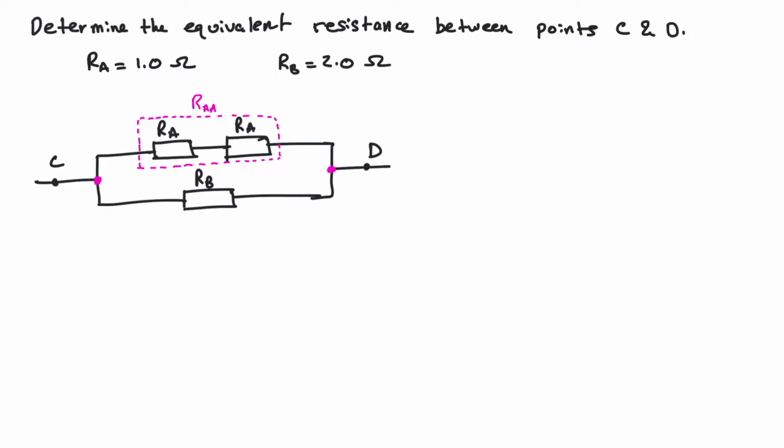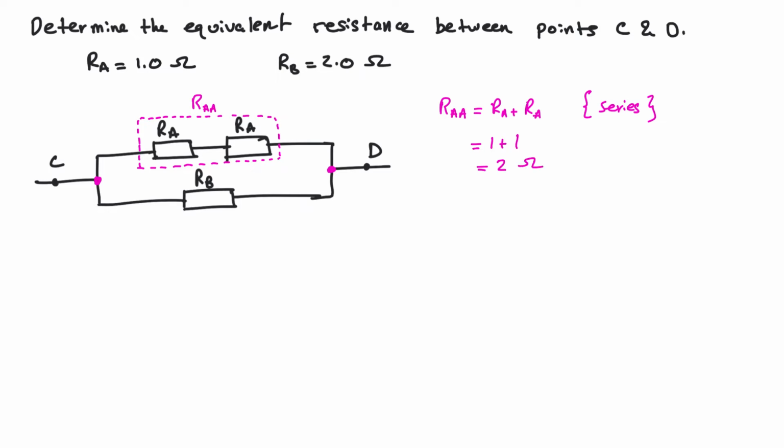So first I'm going to calculate RAA here. And RAA is going to equal RA plus RA, two RAs. And this is in series because they're on the same wire. As long as they're in the same wire, it means that electrons cannot split. They have to go through both, so it is in series. The values here for RA are 1 plus 1, which makes this 2 ohms.